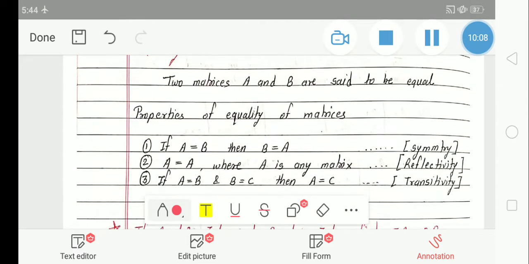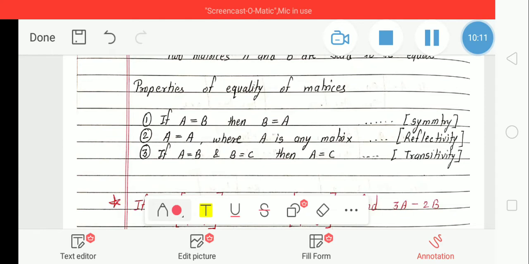Properties of equality of matrices: the first one is, if A is equal to B, then B is equal to A. This is symmetry, because both are the same. Second, A is equal to A, where A is any matrix, that is reflexivity. And the third one is, if A is equal to B and B is equal to C, then A is equal to C. So this is called transitivity.